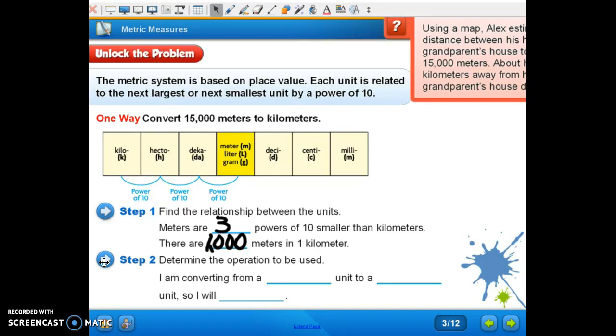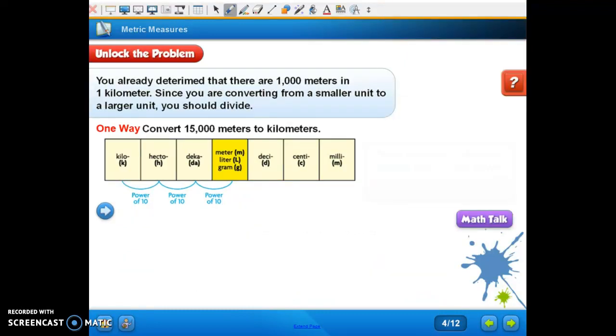Determine the operation to be used. I am converting from a meter. Is meter smaller or larger than kilometers? Smaller. So I am converting from a smaller unit to a what? Larger unit. So I will what? Divide. Very good. So we're using some of those same skills that we learned with our customary measure. Always, if we're going from smaller to larger, we're going to divide. If we're going from larger to smaller, we're going to multiply.